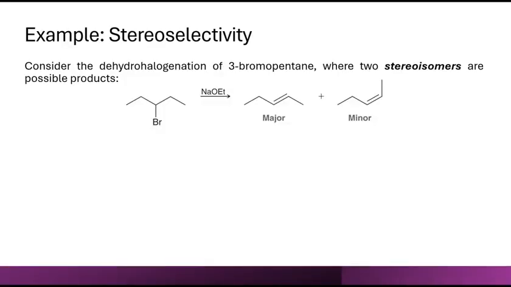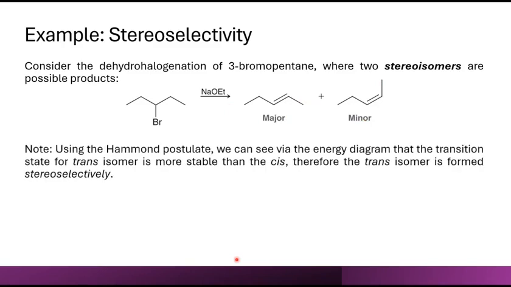Example of stereoselectivity. Consider the dehydrohalogenation of 3-bromopentane, where 2 stereoisomers are possible. We have beta elimination of either this beta H or this beta H, but we end up getting either the major product as the trans species or the minor product, the cis, using a strong base. Using the Hammond postulate, we can see via the energy diagram that the transition state for the trans isomer would be more stable than the cis, and therefore the trans isomer is formed stereoselectively.